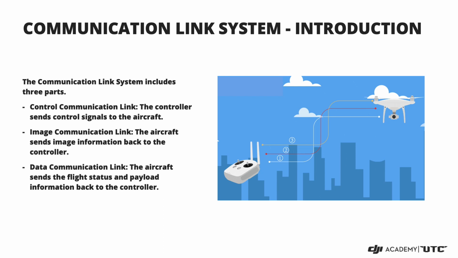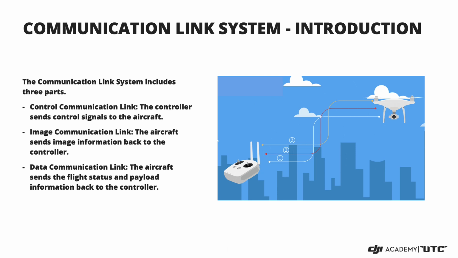When we talk about the communication link system of UAV, it usually includes three parts. Control link can send orders from the controller to the aircraft, for example, aircraft movement, gimbal movement, or data collection, such as photo taking. Image link can let the aircraft send the image information back to the controller.